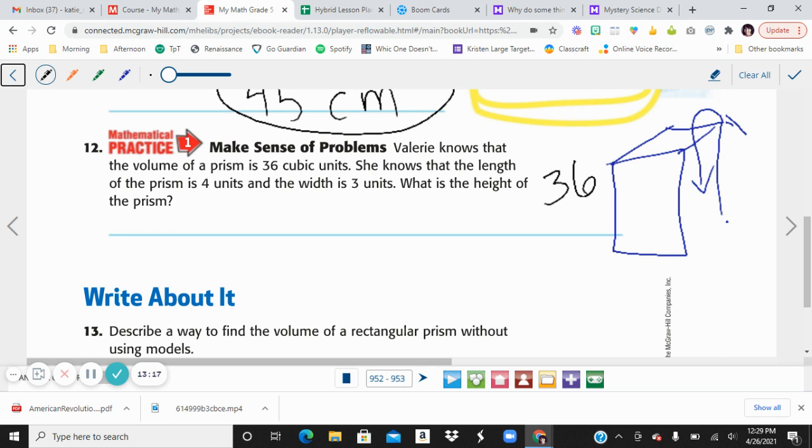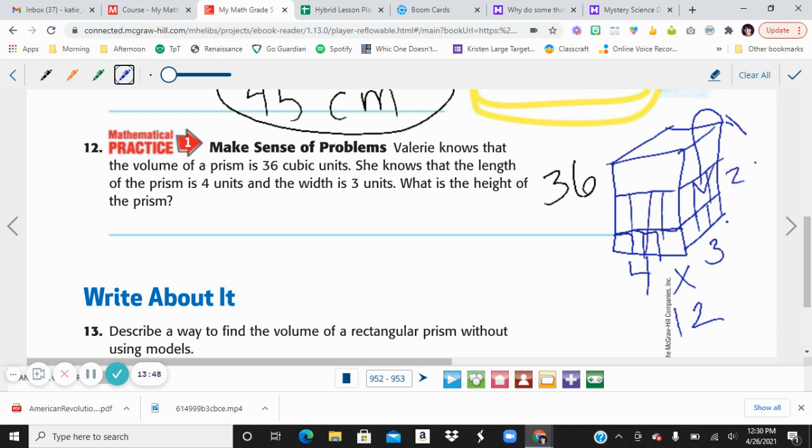She knows that the length, let's change my pen back, is 4 units. So it's 1, 2, 3, 4. The width of it is 3 units. What is the height? So we know that this bottom layer is 4 times 3, so there's 12 on the bottom layer. How many layers does she have to get up to 36? Well, another 12 would give her 24. So then the last one has to be another 12. So the height has to be 3 units.